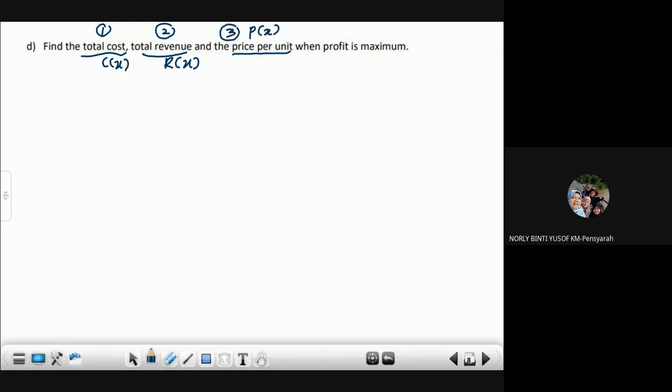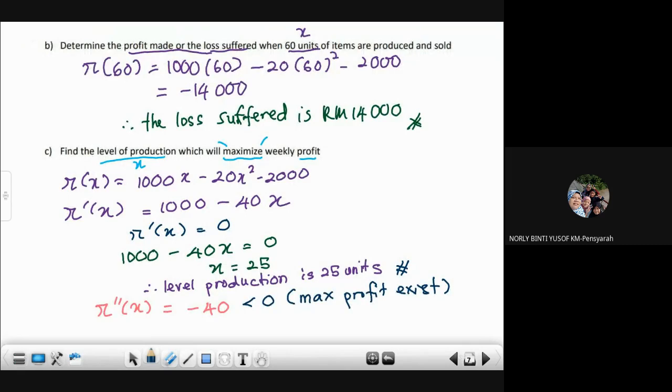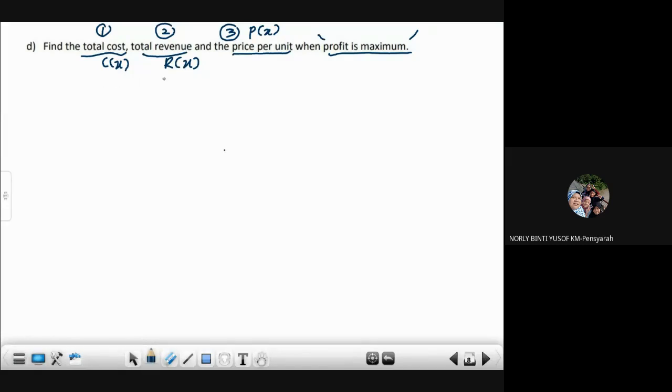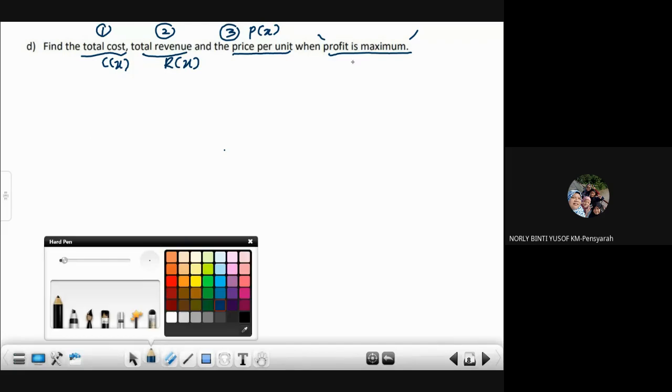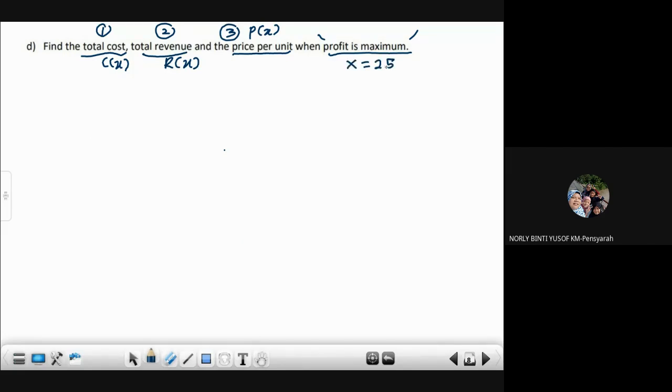When profit is maximum. So kat sini dah bagi tahu profit is maximum. Profit is maximum kita dah cari tadi. Profit is maximum bila dia punya level of production 25 from C lah. So kat sini X will be 25. Apa you tulis kat sini pun sama. This one X will be 25 because the profit maximum when the first derivative of profit tu you dah kira equals to 0, you dapat 25.